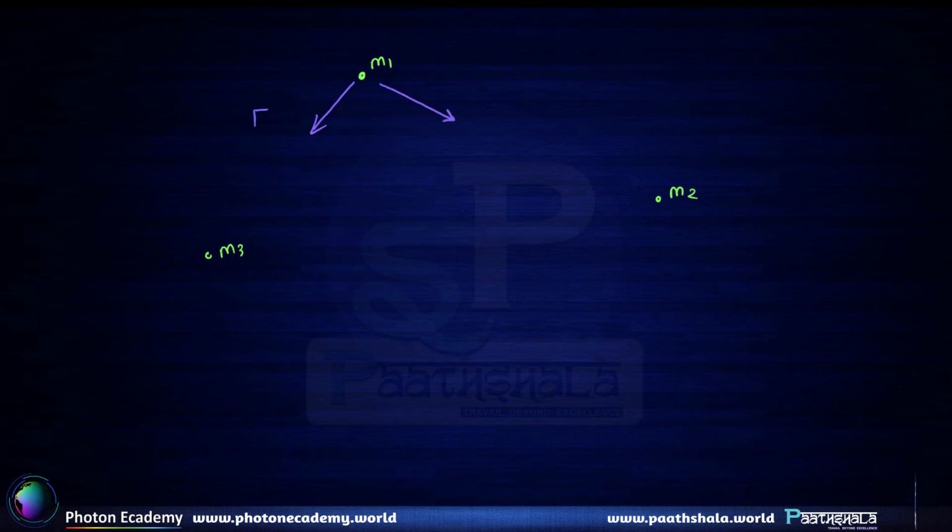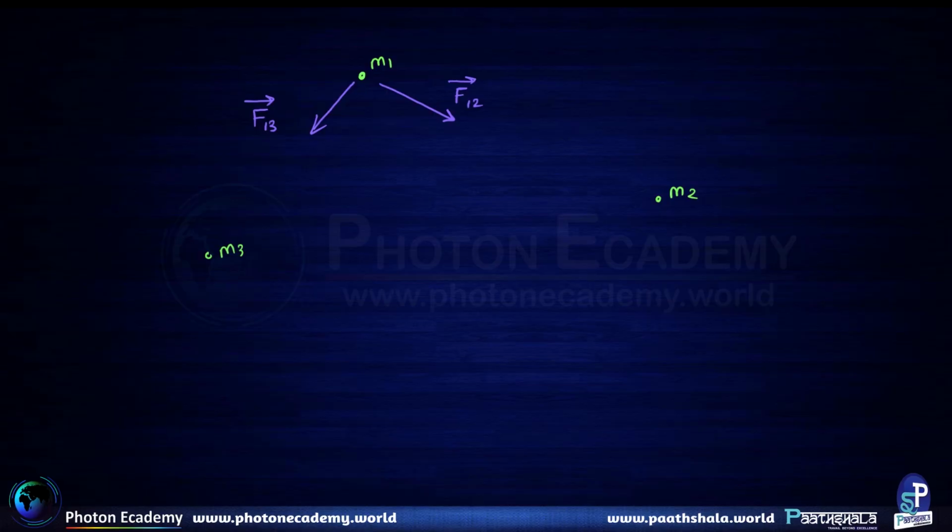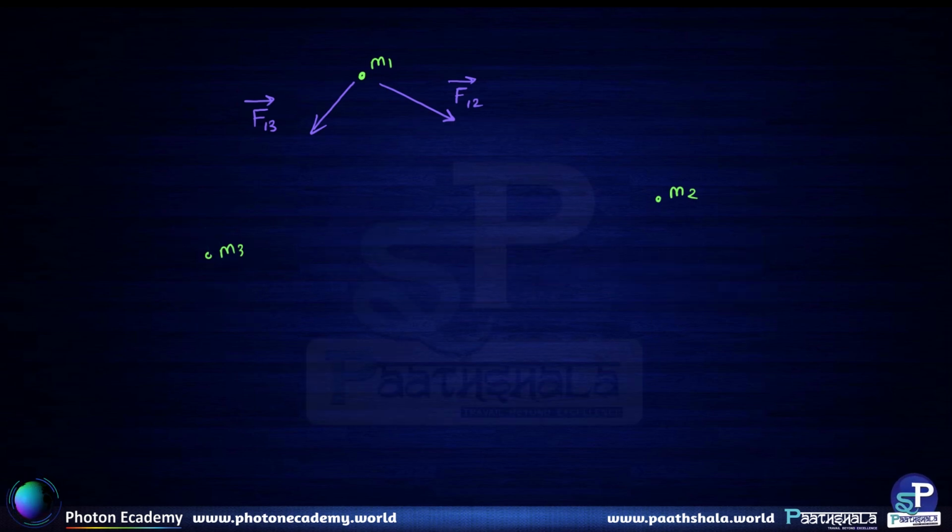So this is F13, the force exerted on mass 1 because of mass 3. This is F12. The principle of superposition says that the net gravitational force on M1 is nothing but the vector addition of F13 and F12. F13 is the gravitational force exerted on mass 1 by mass 3, and F12 is the gravitational force exerted on mass 1 by mass 2. So it follows the principle of superposition.